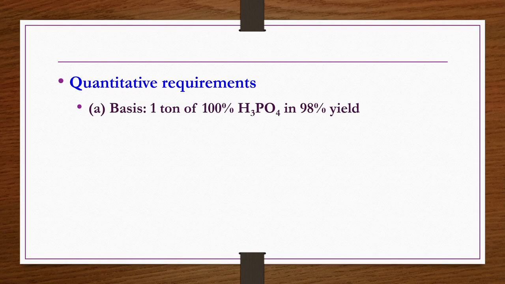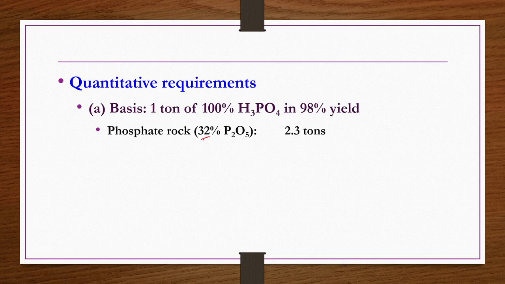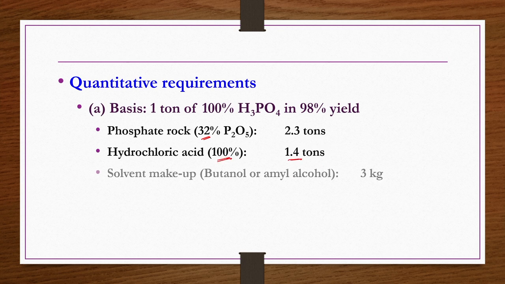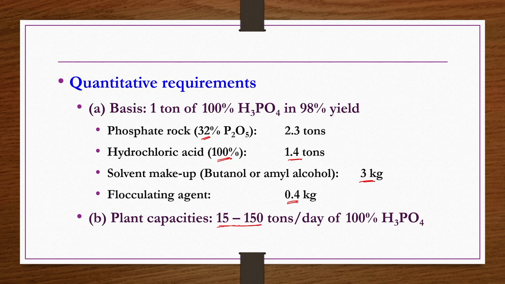Quantitative requirements: basis 1 ton of 100% pure phosphoric acid at 98% yield. Phosphate rock of 32% P2O5 requires 2.3 tons. Hydrochloric acid, if 100% pure, 1.4 tons. Makeup solvent, butanol or amyl alcohol, 3 kg. Flocculating agent, 0.4 kg. Plant capacities are 15 to 150 tons per day for the production of 100% pure phosphoric acid.